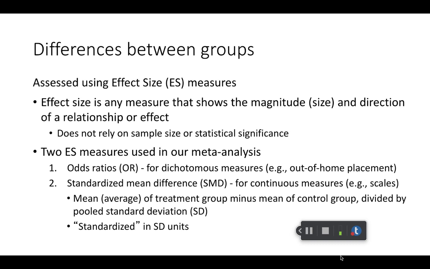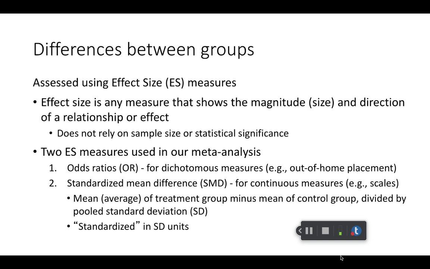There are two effect size measures used in our meta-analysis. You'll talk about these in the RIP2 class, I believe. The first measure is called an odds ratio, and it's used for dichotomous measures, that is, measures of things like out-of-home placement that either happen or don't happen in a case. And the second effect size measure is called a standardized mean difference. It's used for continuous measures, that is, scales.